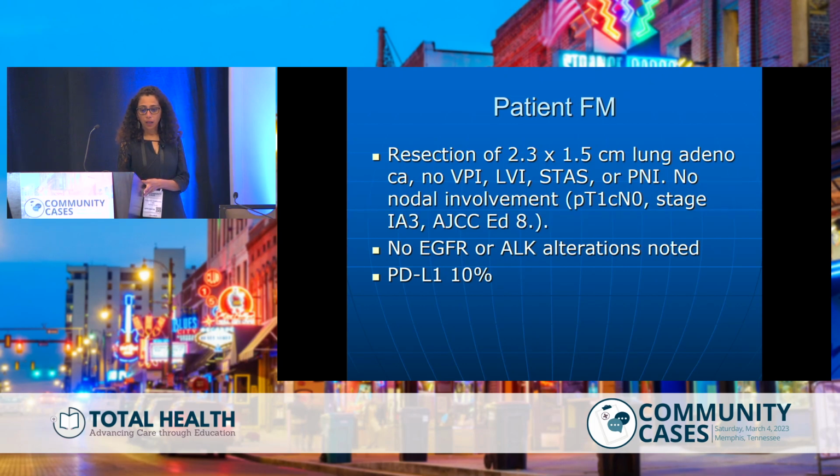So that's what happened. The patient underwent resection. The mass was 2.3 times 1.5 centimeter, lung adenocarcinoma. There were no other risk factors: no visceral pleural invasion, no lymphovascular invasion, no spread through air spaces, or perineural invasion, which are the risk factors that have been described. There was no nodal involvement. So essentially, this was a pathologic pT1c N0, stage 1A3 as per the AJCC edition 8. There was no EGFR or ALK alteration, and PD-L1 was 10%.